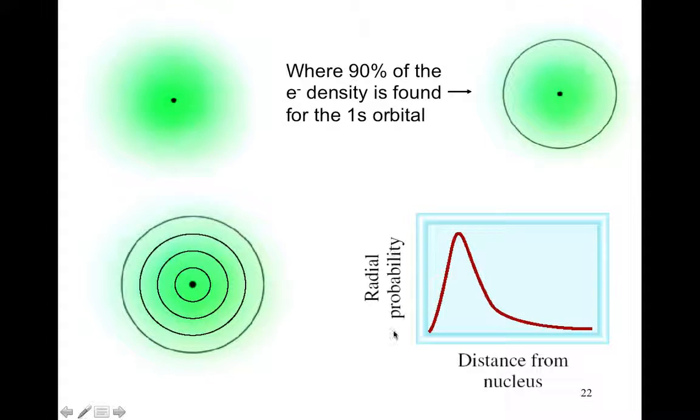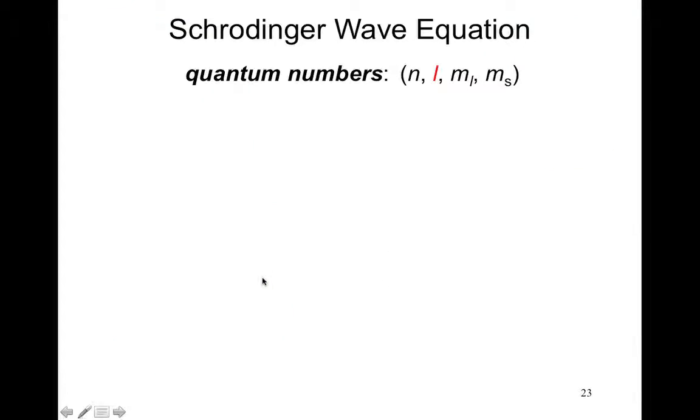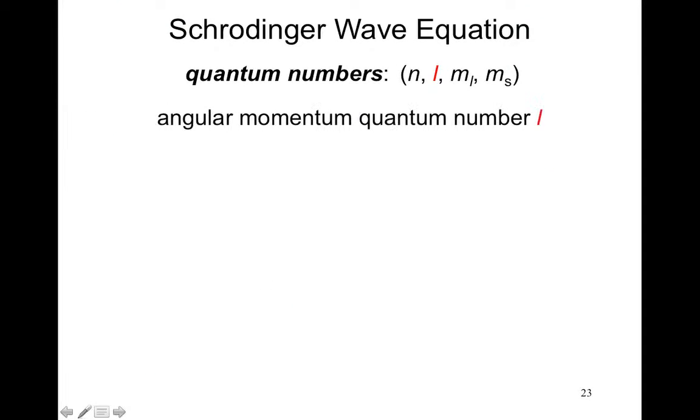And here's a graph for radial probability and distance from the nucleus. As you get further from the nucleus, the chance of the electron being out here is exceedingly rare. So that takes us to l.